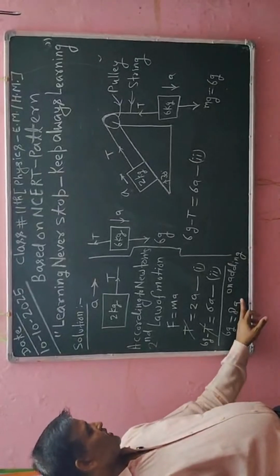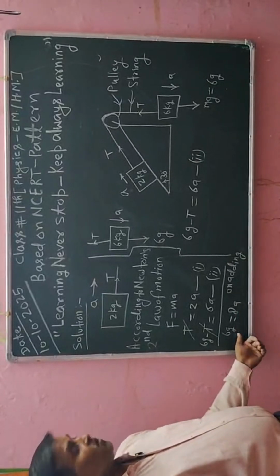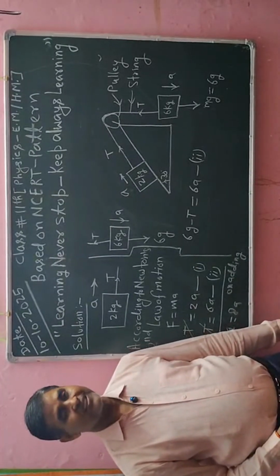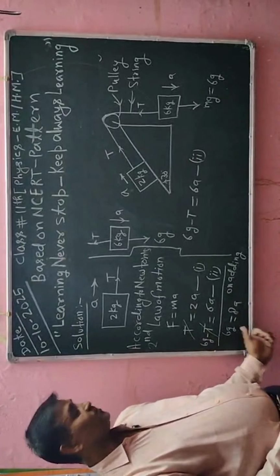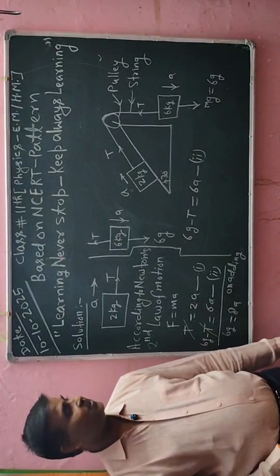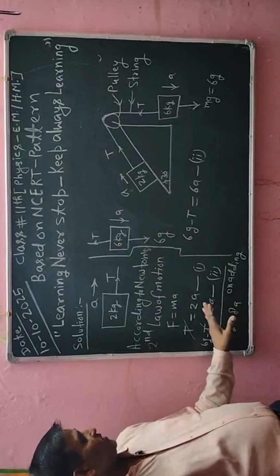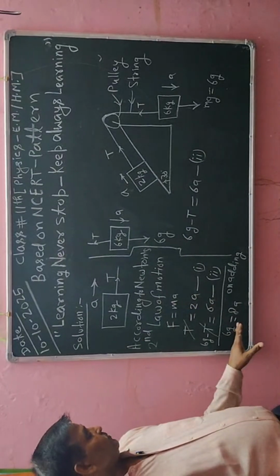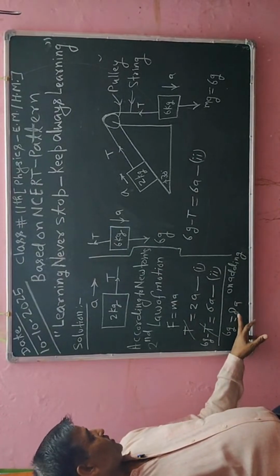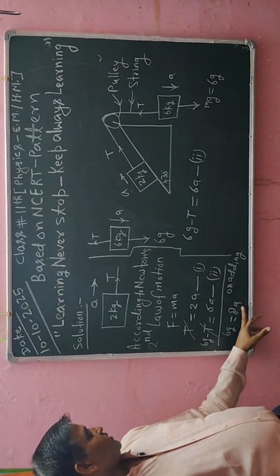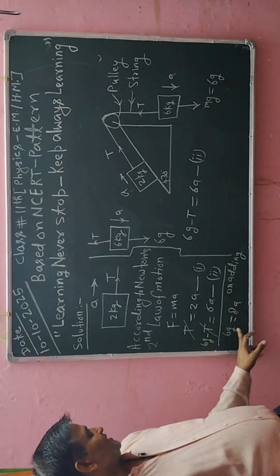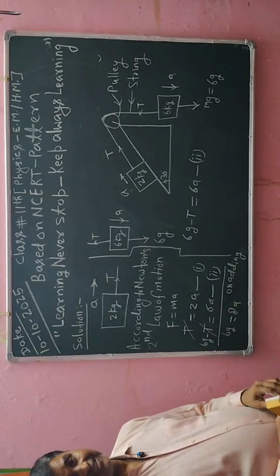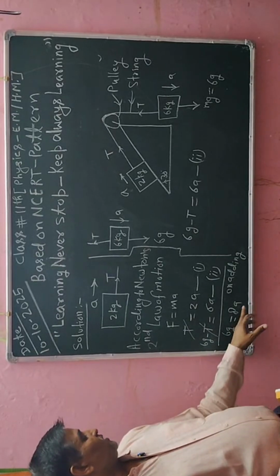We have to get the value of a, because the value of g is fixed, that is 9.8 meter per second square. For easy calculation I can put the value of g equal to 10 meter per second square. Okay students, I hope you are understanding all these concepts easily. Here I am getting the value of a, which is equal to 6g divided by 8. Okay students, you concentrate here. Above data I will erase, and after erasing I will calculate the value of a.